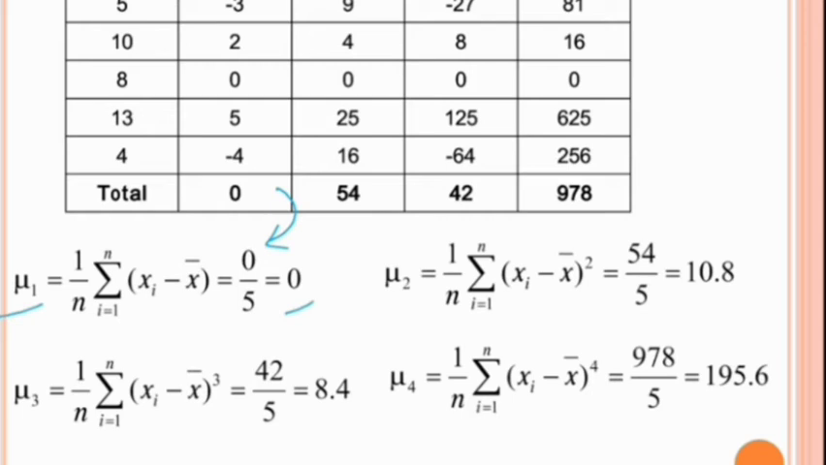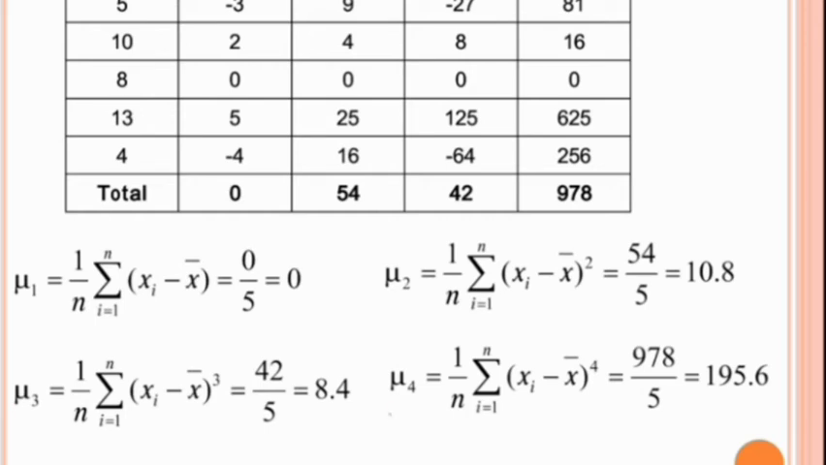Now when you put r equal to 2, you get mu2 equal to 1 upon n summation xi minus x bar whole square. So n is 5, the second column total is 54 that you are putting over here. So 54 by 5, that is 10.8. Next, we are taking r equal to 3. So you get 1 upon n summation xi minus x bar whole cube. Again, n is 5. You will take this value and substitute here. That is 42. You get your third moment as 8.4.